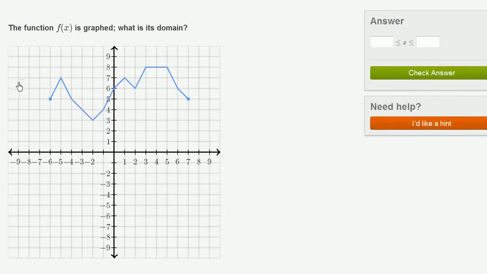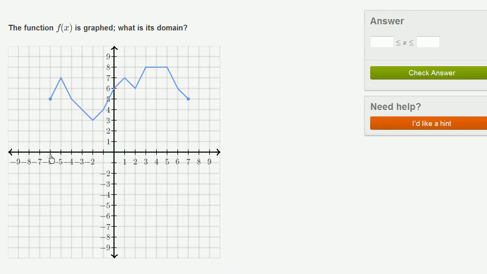It's not defined for x equals -9 or x equals -8.5 or x equals -8. It's not defined for any of these values. It only starts getting defined at x equals -6. At x equals -6, f of x is equal to 5. And then it keeps getting defined. F of x is defined for x all the way from x equals -6 all the way to x equals 7. When x equals 7, f of x is equal to 5.